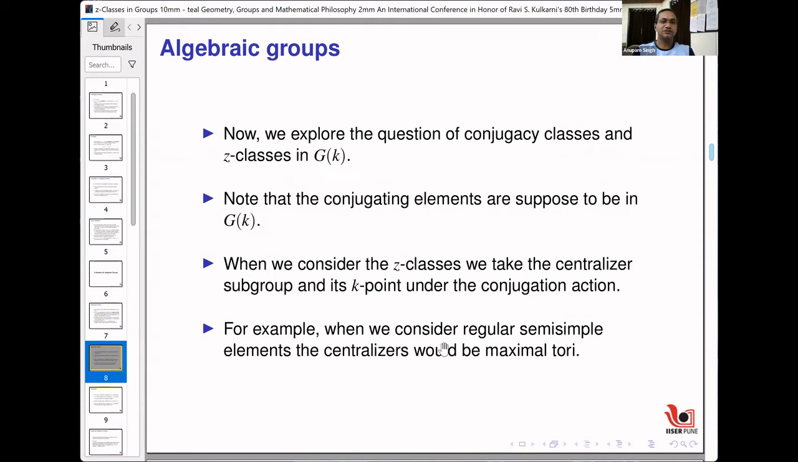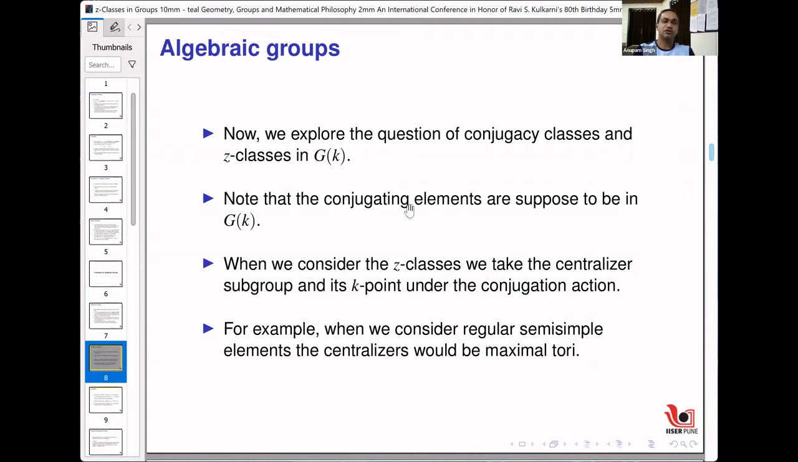Okay, so what kind of question are we interested in here for this algebraic group? Let's explore the question of conjugacy classes and G classes for G(k). I'll be interested in understanding conjugacy classes and G classes, not just for the group G over an algebraically closed field, but over small k also. Remember, small k could be any field on which G is defined.